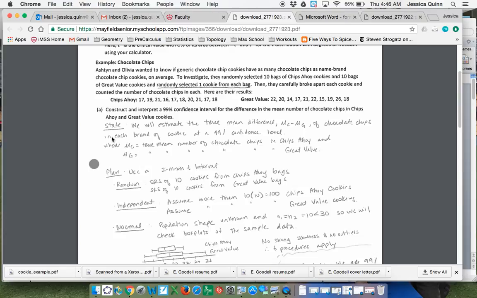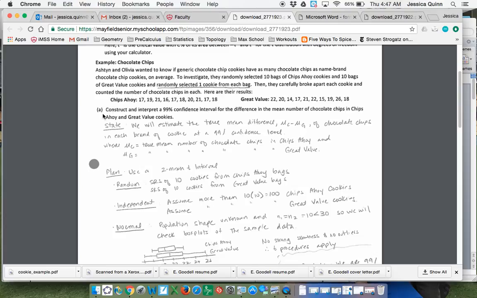So for state, we will estimate, because it's a confidence interval, we will estimate the true mean difference, mu C minus mu G, of chocolate chips in each brand of cookie at a 99% confidence level. And then we introduce this notation here. So we need to define this. So mu C is the true mean number of chocolate chips in Chips Ahoy. And then mu G is the true mean number of chocolate chips in Great Value.